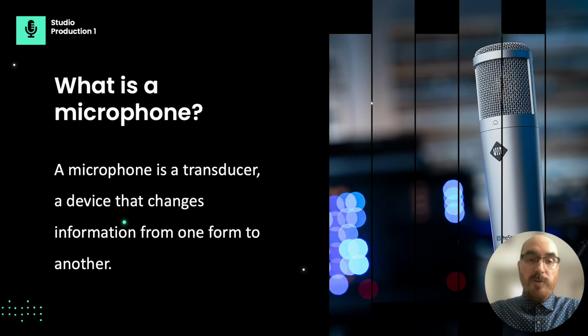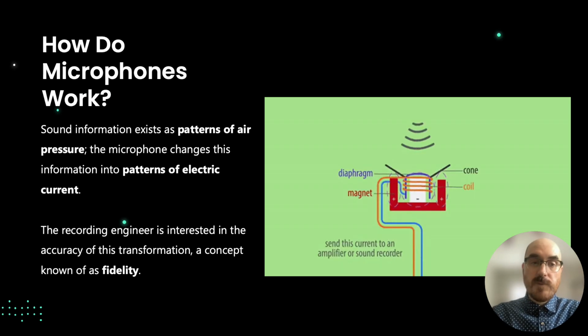What is a microphone, right? So we think back to our last discussion, we think about a microphone as a transducer, right? That is a device that changes information from one form to another. So we're taking sound pressure changes and we're converting them to electricity to either be amplified in a live performance setting or to be recorded in a recording.